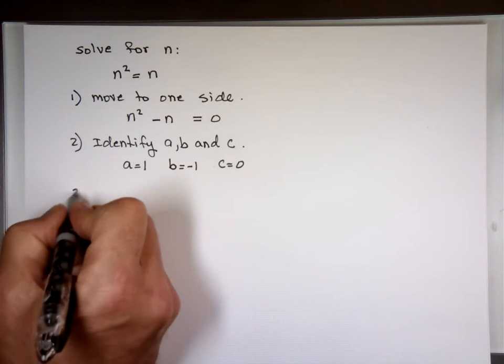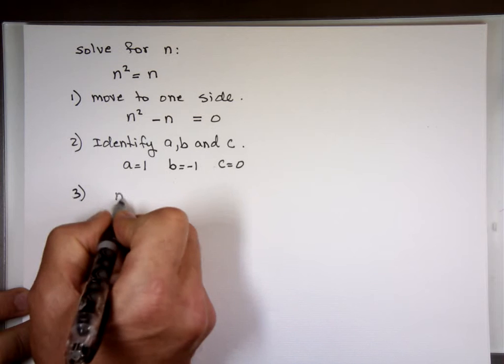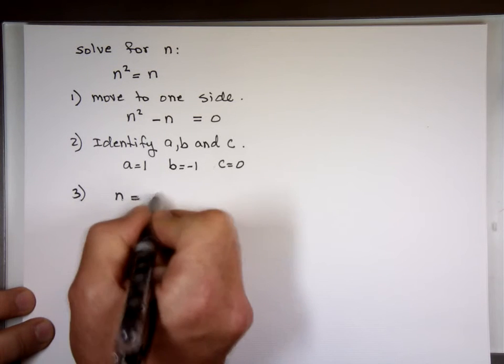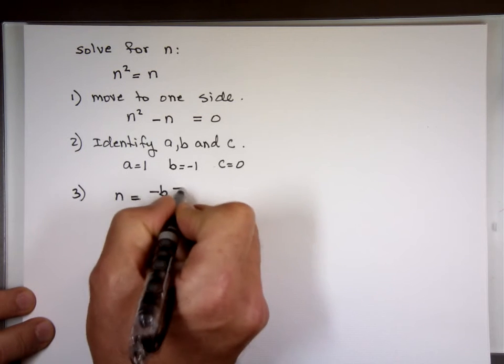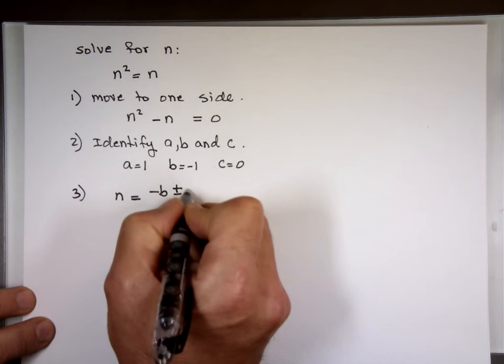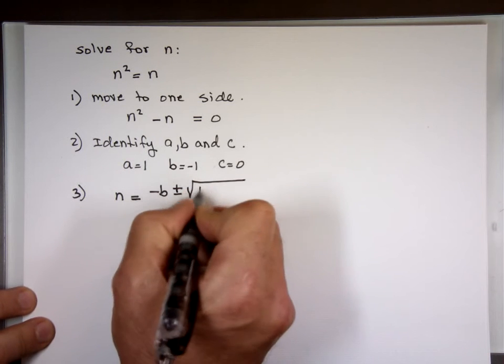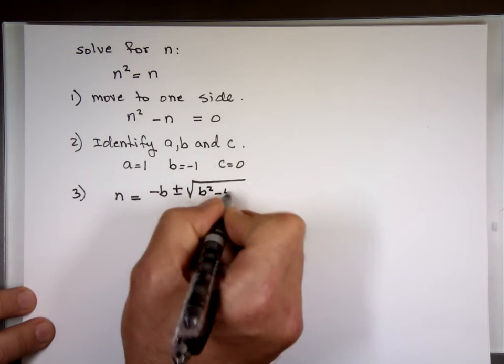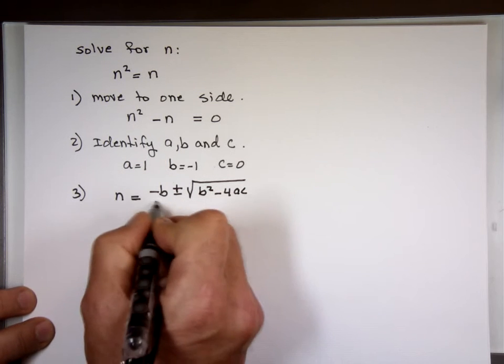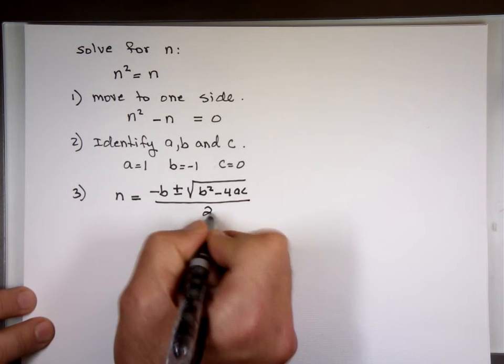Step 3, use the equation n equals negative b plus or minus. Keep writing this one down, because every time you write it down, it sinks in more and more in your brain. You should know this like your name. We use that all the time.